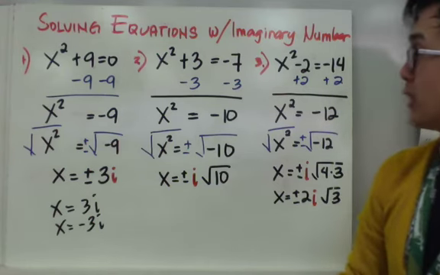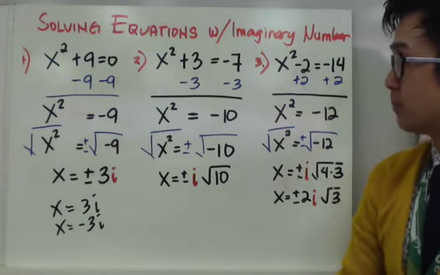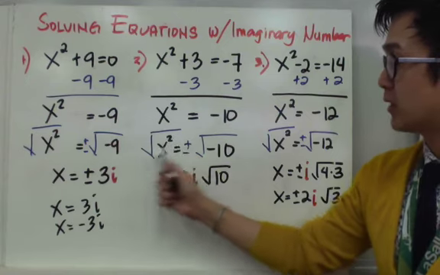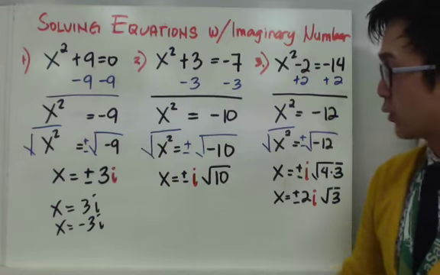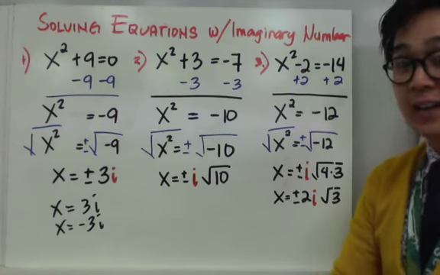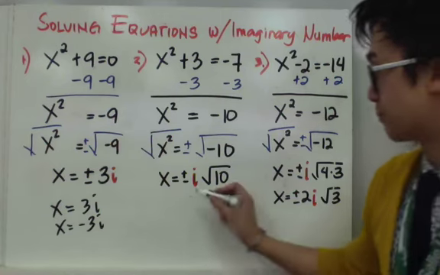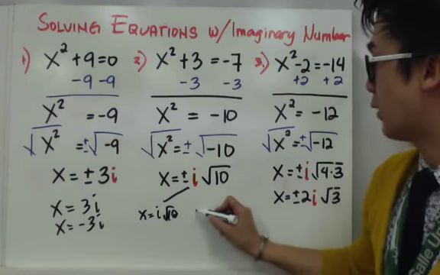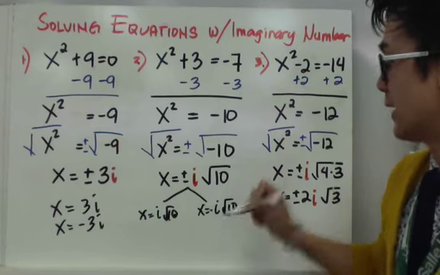Now for number 2, we have x squared plus 3 equals negative 7. We need to have x by itself. We need 2 steps to get rid of the number and the exponent. So we'll end up with x squared is equal to negative 10. Taking out the exponent by taking the square root of both sides, we have plus or minus i square root of 10. And why is it i square root of 10? Because we cannot simplify 10 anymore, so we'll just leave it as 10 inside and i outside because we don't want a negative inside the radical. So once again, we have 2 answers: x equals i square root of 10, and x equals negative i square root of 10.